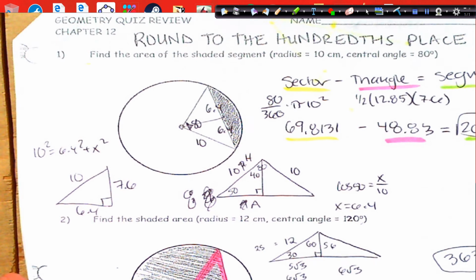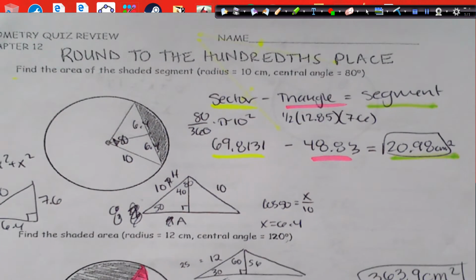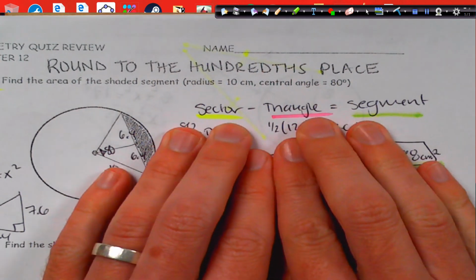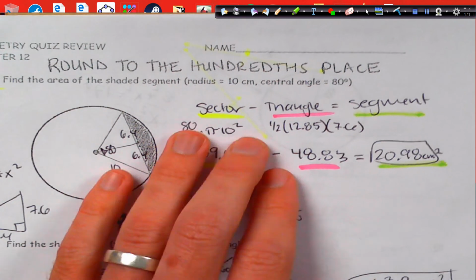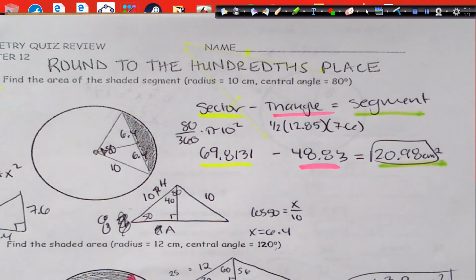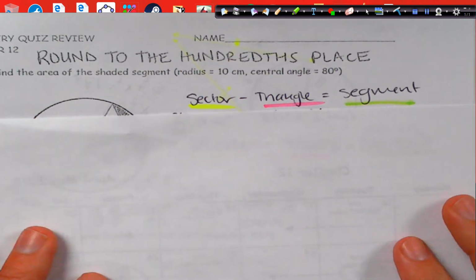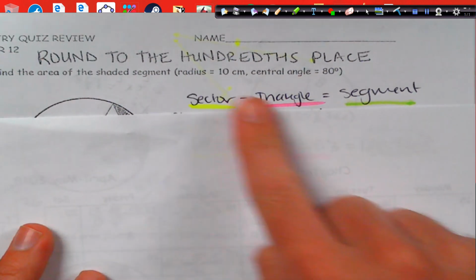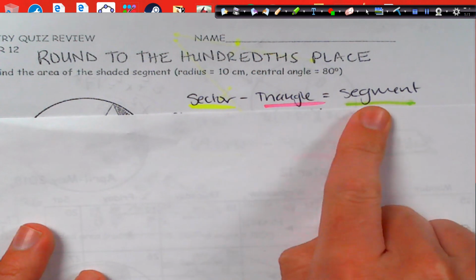This is the area of a segment. So the area of a segment is this general formula. Maybe I should try and hide some of this as we're doing it to make it seem not as scary. But basically what we want to do is find the area of the sector, the area of the triangle, subtract them, and that will give us the area of the segment.